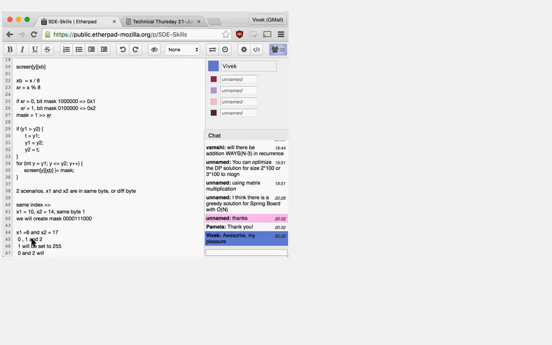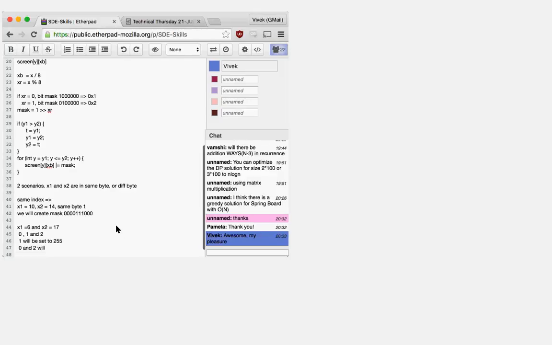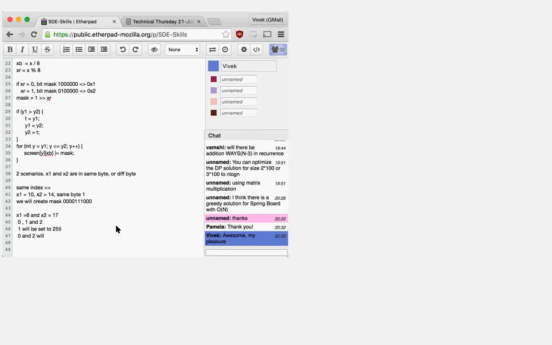The one optimization is, I think I'm just extending on what the previous person was saying. Like he already mentioned that based on x2 and x1, we can calculate how many whole chunks of bytes are covered, and then create an all one mask, and then just OR it. So that's one optimization which I'm seeing.